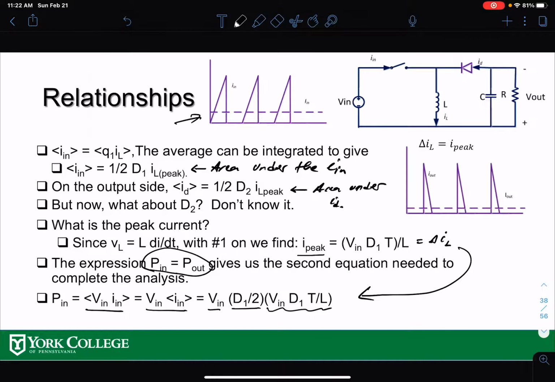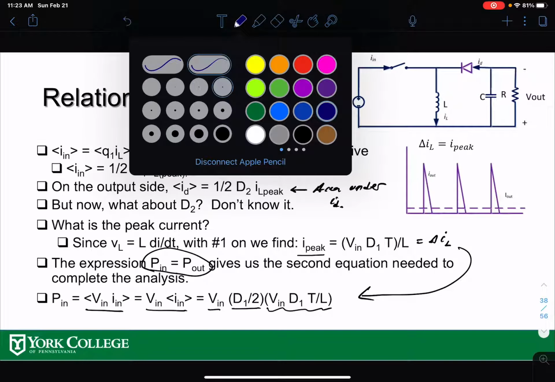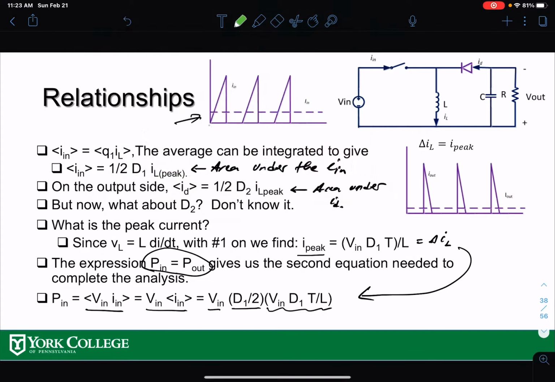Let me get a different color here. Let's get a green color. So this is your I in here. If I integrate that, I'll get the area under that curve. That is basically right here, right? And for the output current, same way, if I integrate that, I'm going to get the area under that curve over here. That is right here, all right?